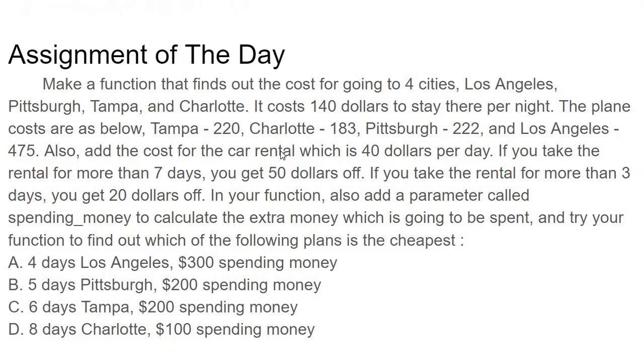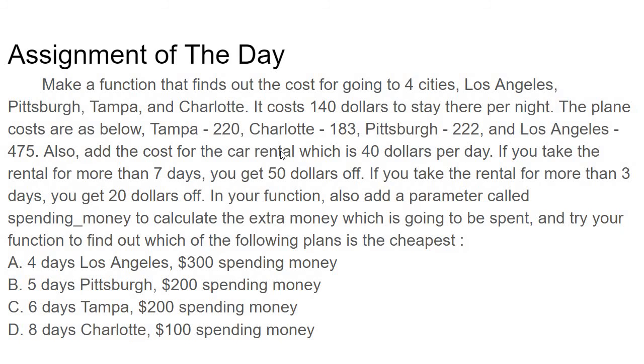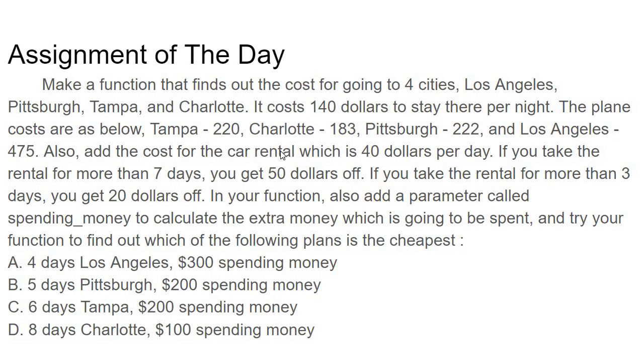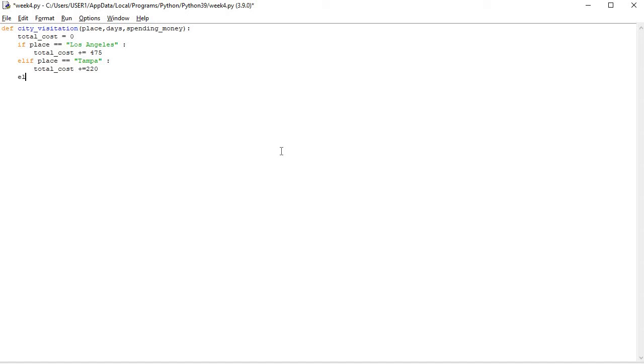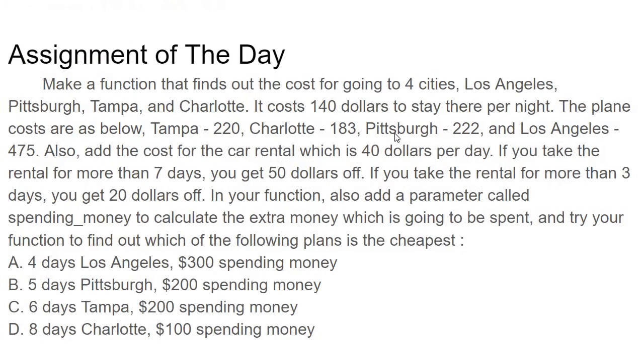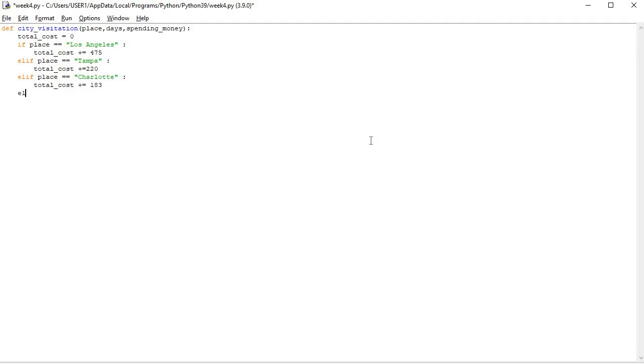And then we can use elif to find it for other things like Tampa and Charlotte and Pittsburgh. So place is equal to Tampa and then total cost plus equals 220. Elif place is equal to Charlotte, total cost plus equals 183. And now it's your choice for what to do for the last statement. You can do else if you don't want to write that much, but just to make sure that I understand the code myself, I'm gonna write elif.